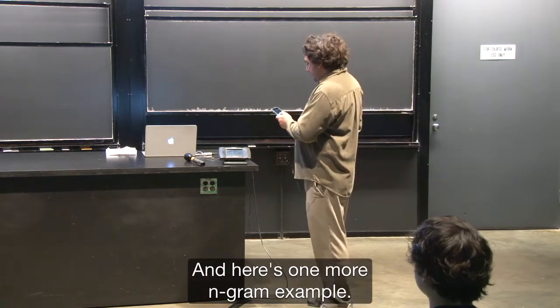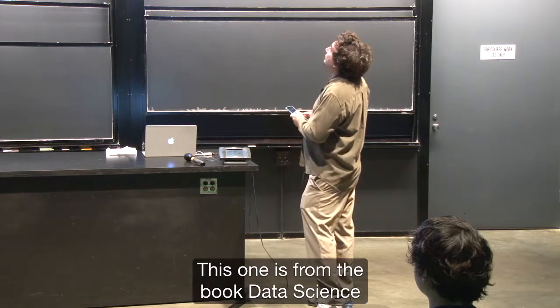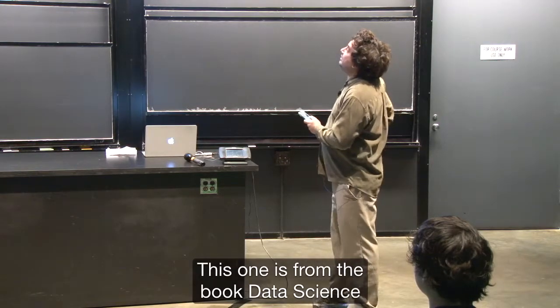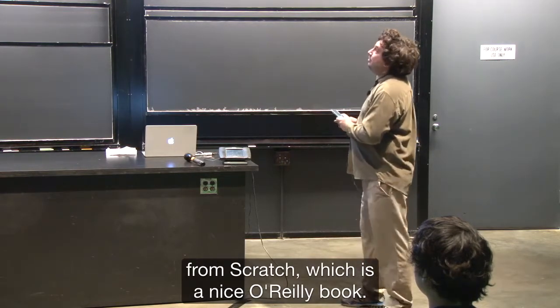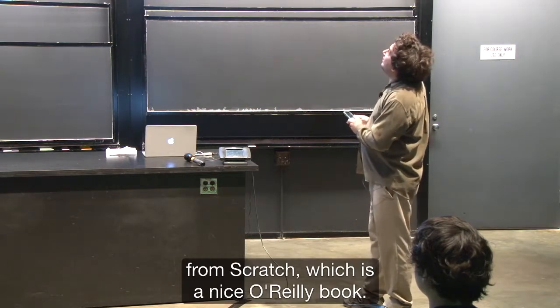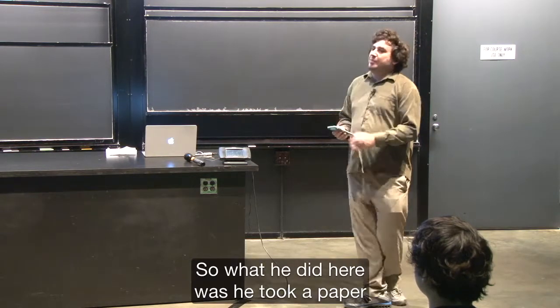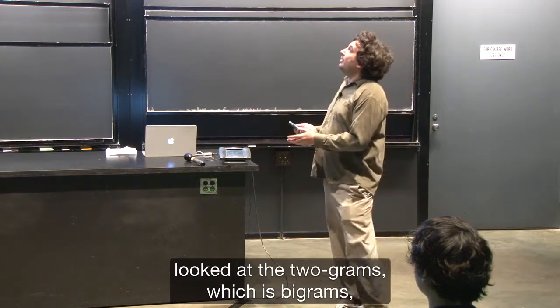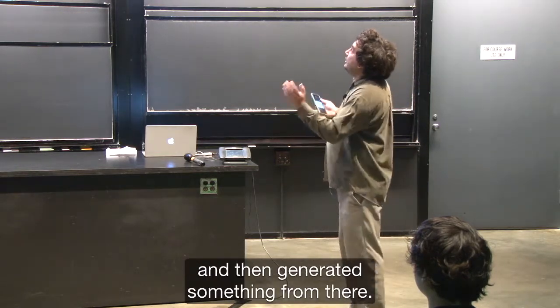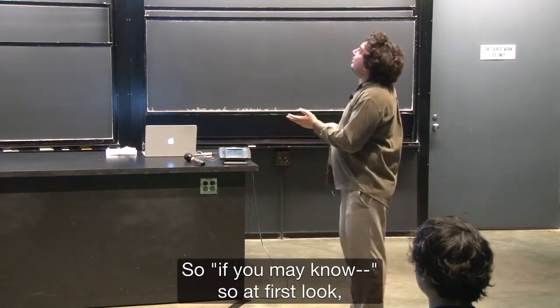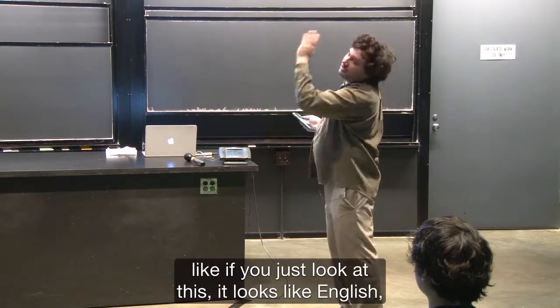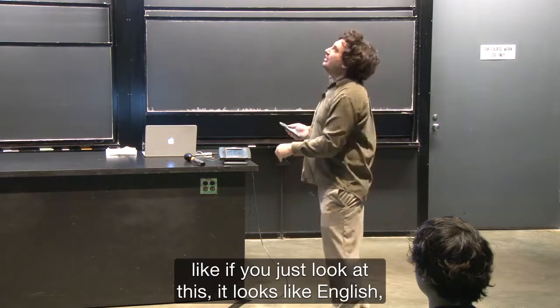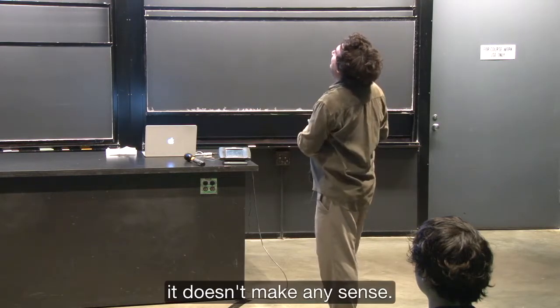And here's one more n-gram example. This one is from the book Data Science from Scratch, which is a nice O'Reilly book. So what he did here was he took a paper discussing what data science is, and then he looked at the 2-grams, which are bigrams, and then generated something from there. So, okay, at first if you just look at this, it looks like English, and then if you actually carefully read it, it doesn't make any sense.